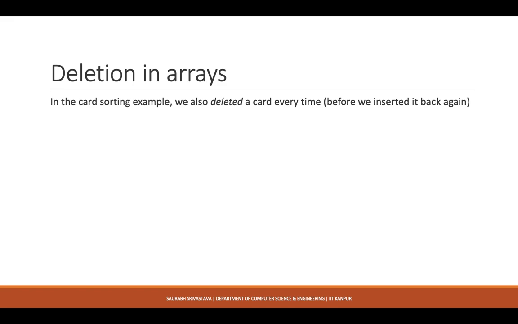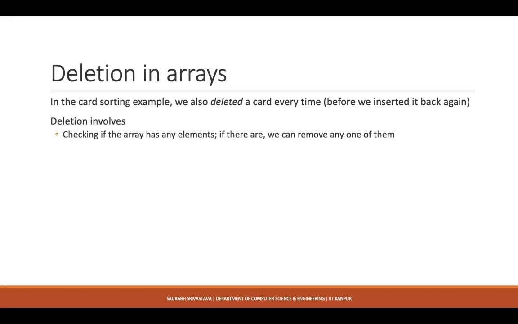So essentially there were two operations that I was doing. I was starting with a deletion, and then I was doing an insertion. Now deletion is a simpler operation than insertion. Deletion simply involves checking the array if it actually has any elements, right? You cannot delete from an array that is already empty. So you first check if the array has any elements, then you tell me, okay, I want to delete the element which is at this particular index.